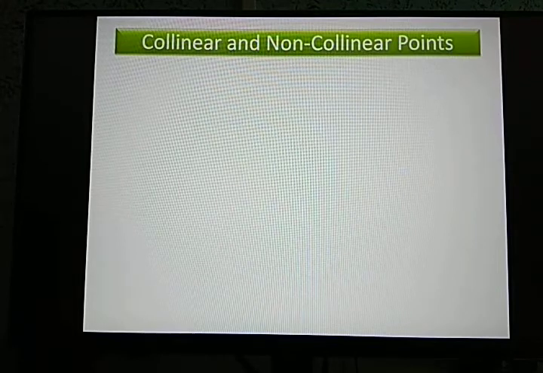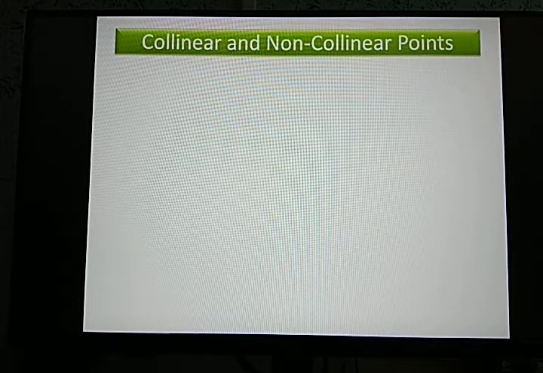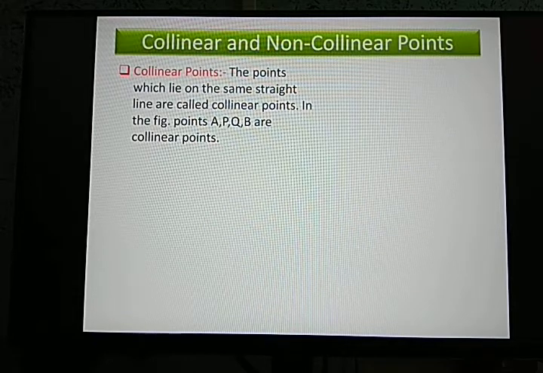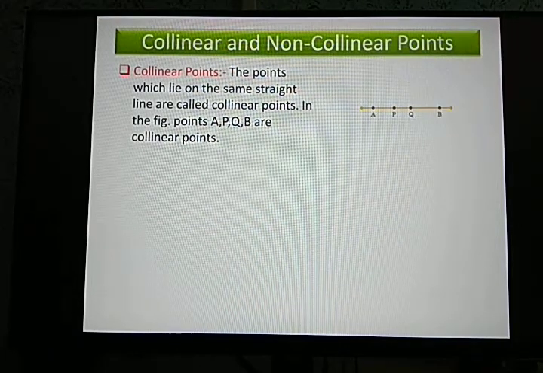Next topic is collinear and non-collinear points. Now these things also we have learned in our previous classes. So let us see the definition. Now what are collinear points? The points which lie on the same straight line are called collinear points. They will lie in a straight line. Let us see the figure. So this is a figure, you can see. It is in fact a line, and on that line there are 4 points, as you can see, A, P, Q and B. Now they are collinear because they lie on that same straight line. So they are called collinear points.